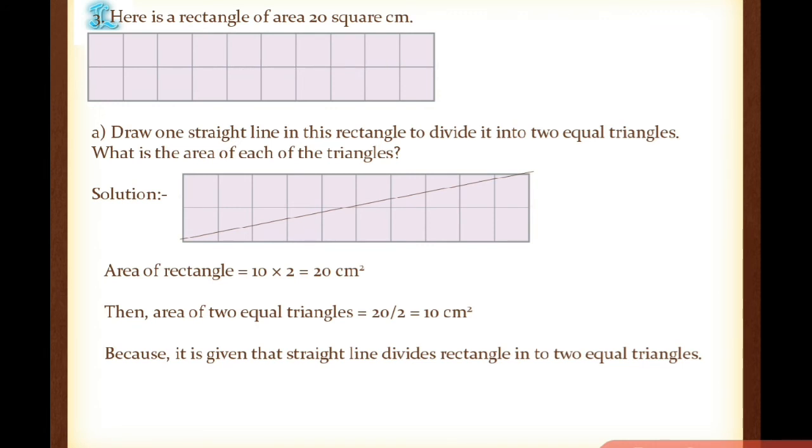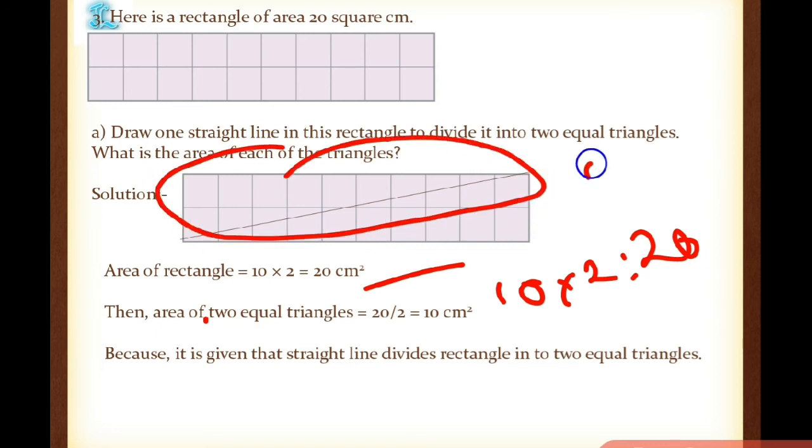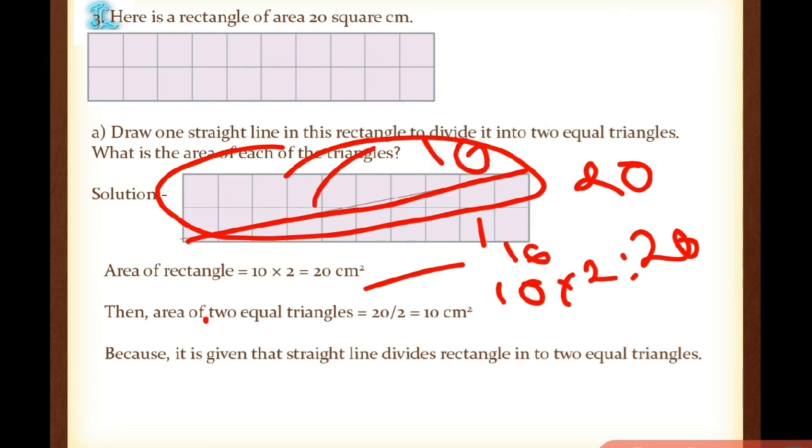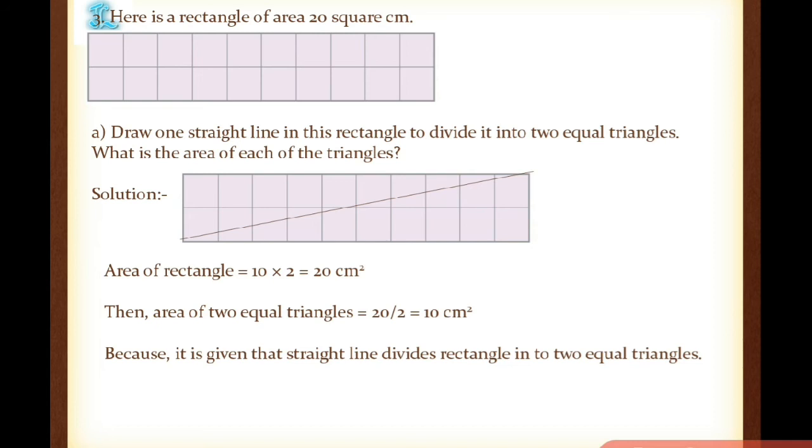Okay. Now, area of the rectangle, I already told you how to calculate. Length into breadth, that is 10 into 2, that is 20 square centimeters. Then area of two equal triangles. Now the whole rectangle is 20, and we have divided it into exactly half, yes or no? So this triangle will be half of 20, which is 10, and this triangle will be 10. Understood? So the area of the two triangles will be 10 square centimeters each. Now, why? Because it is given that the straight line divides the rectangle into two equal parts.